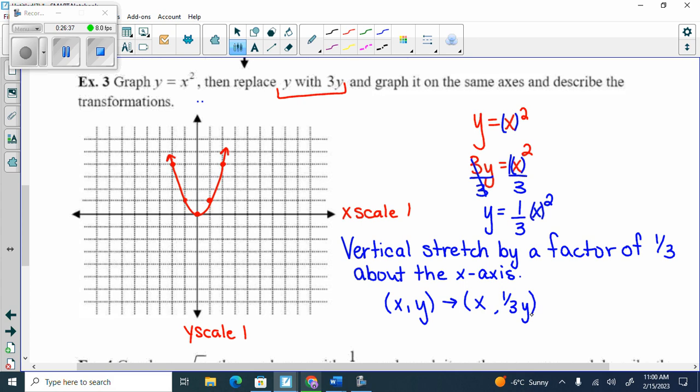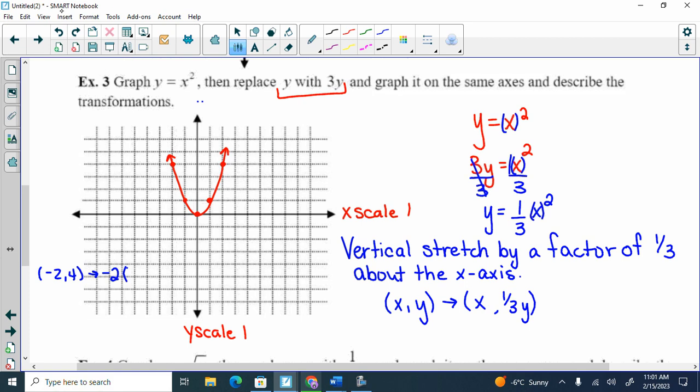So all my y's are being thirded, multiplied by 1/3. So this one here at -2, 4 is going to become -2, and then 4 times 1/3, or 1/3 times 4. So I get -2 and 4/3. 4/3 is 1.33333. So I'm now at -2 and 1.333. I'm here now.